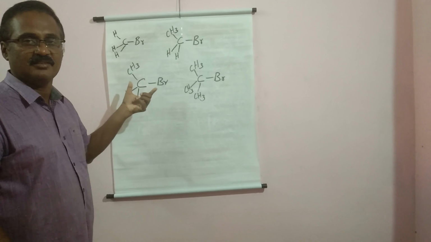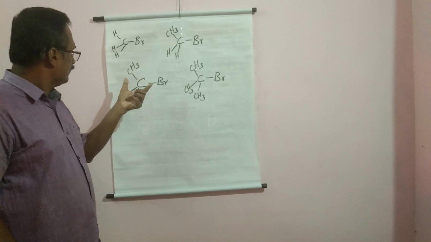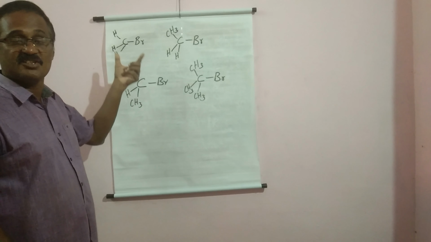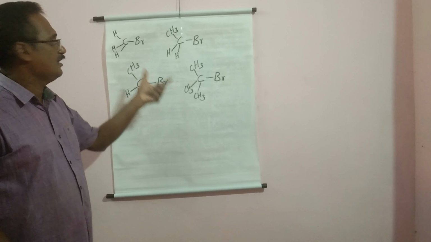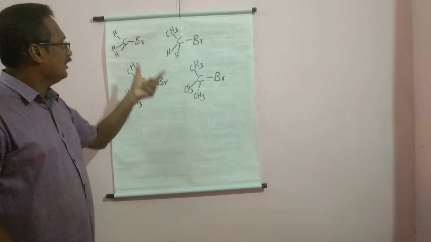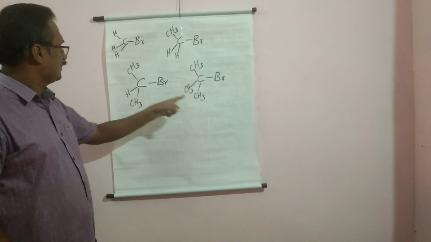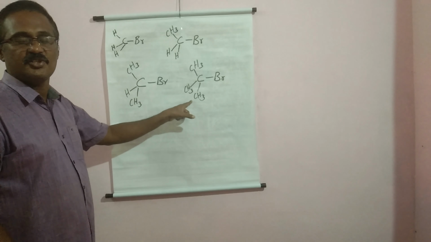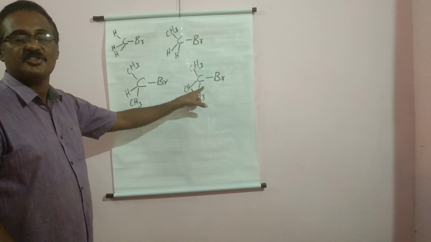But in SN1 reaction, the formation of a carbocation is essential. Those factors which affect the stability of the carbocation also affect the rate of SN1 reaction, or the ease with which SN1 reaction is possible. Here in the case of tertiary butyl bromide, the carbocation formed is tertiary.